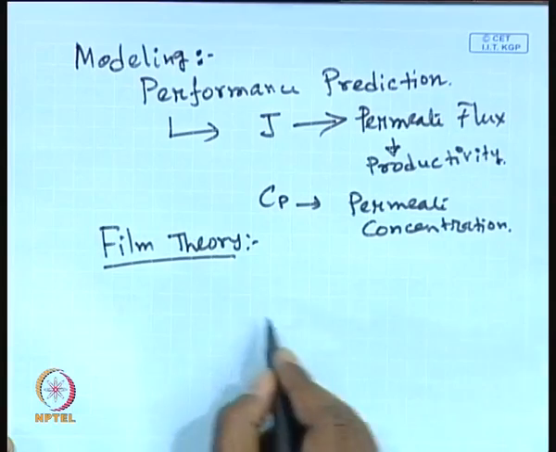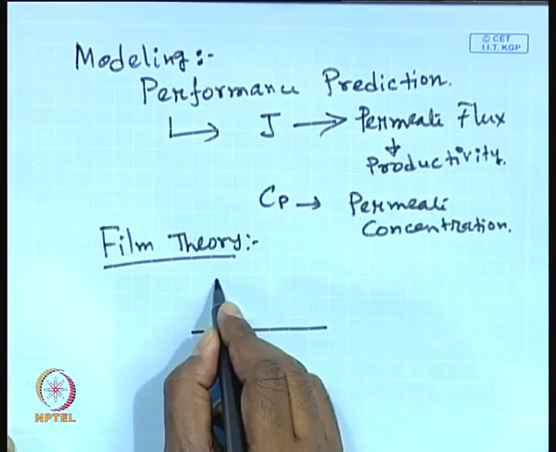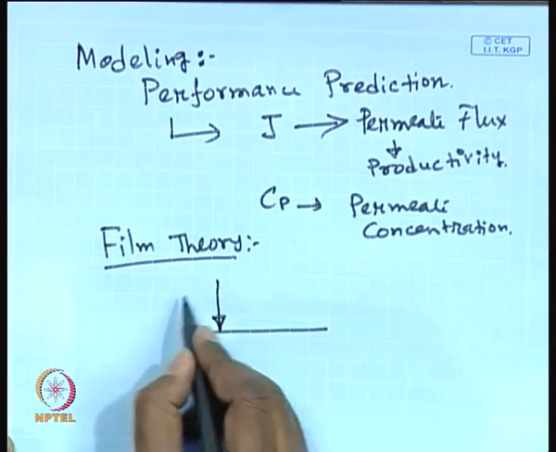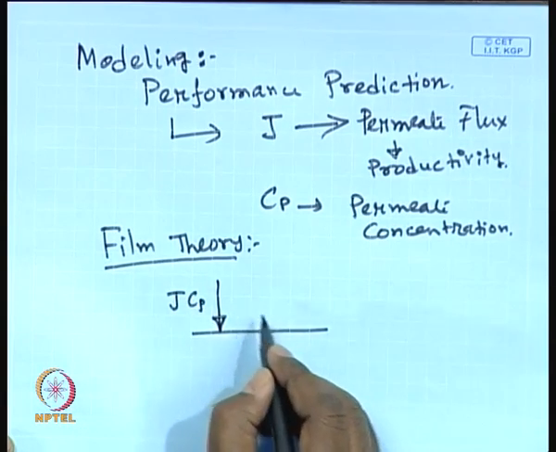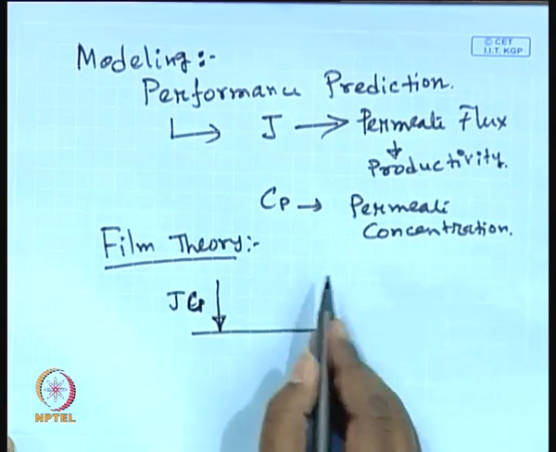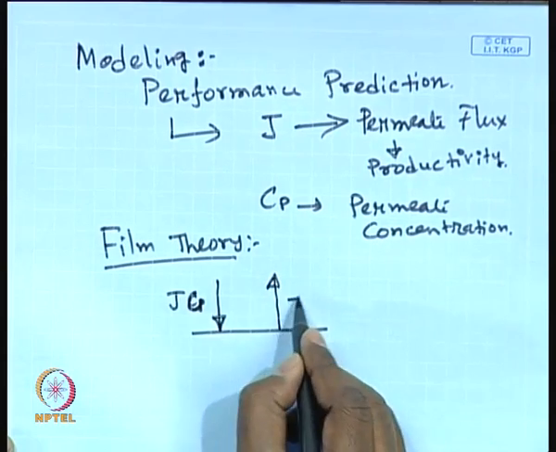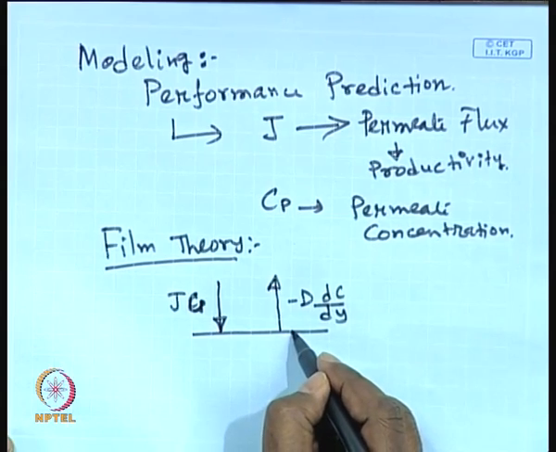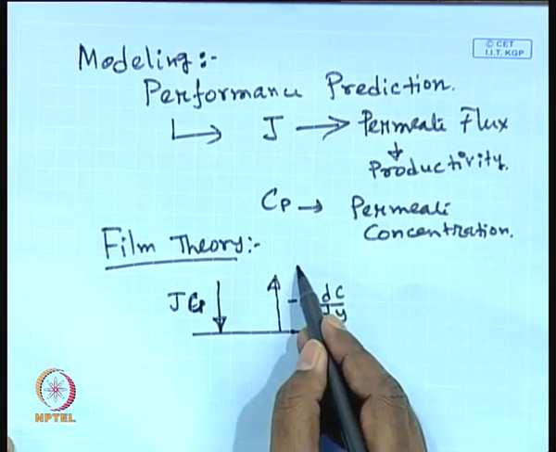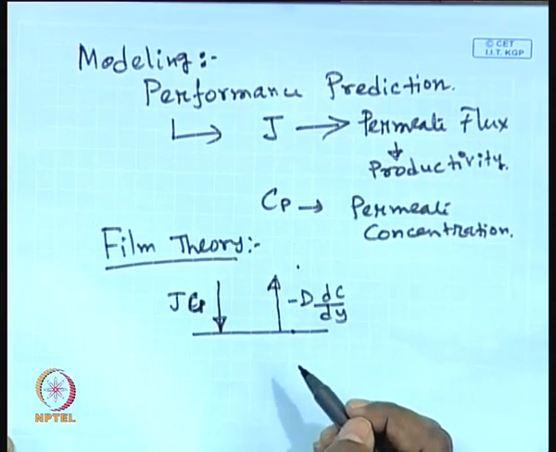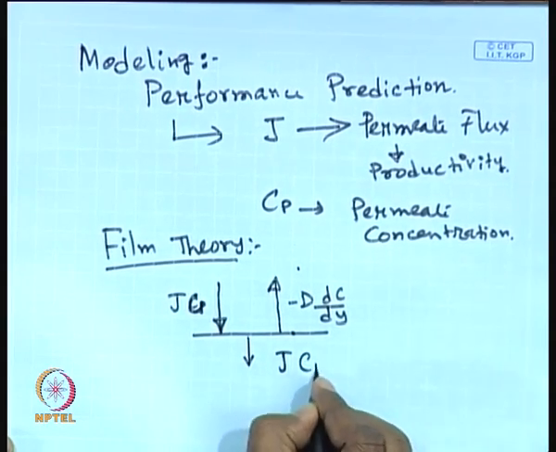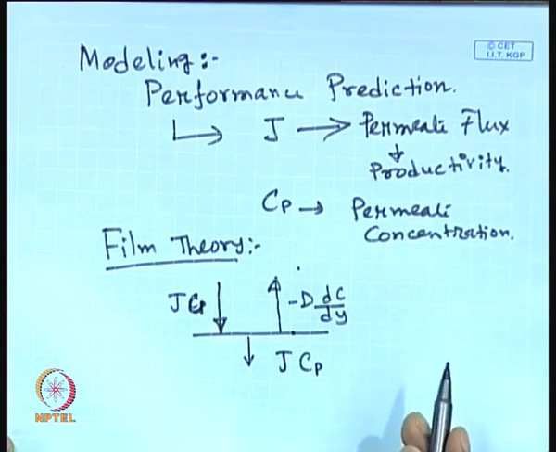Number two is that in this case we have assumed that there will be a convective flux of the solute towards the membrane, given by J times C, driven by delta P, and there will be a diffusive flux away from the membrane surface because of the concentration gradient. Membrane surface concentration is more compared to the bulk concentration. So, there will be diffusive flux because of the concentration difference, Fick's law, and there will be a convective flux away from the membrane surface at the steady state, J times Cp.